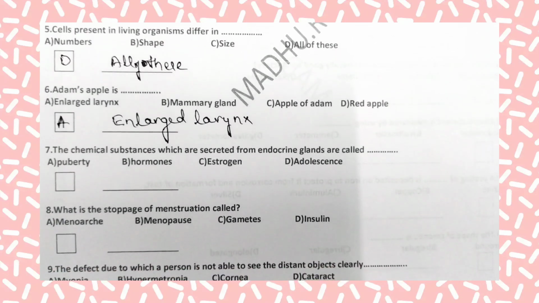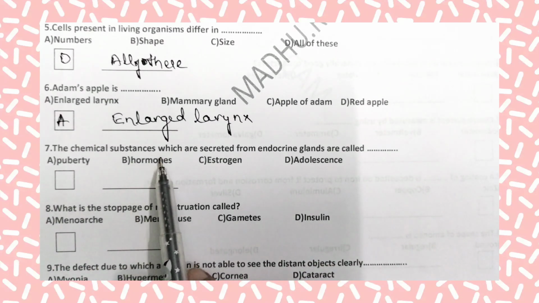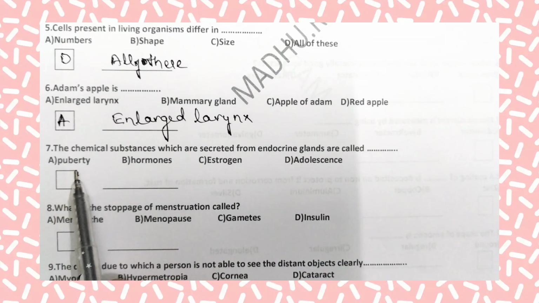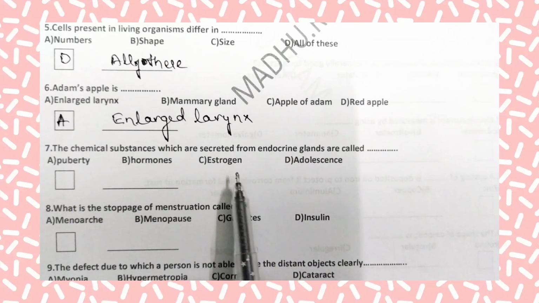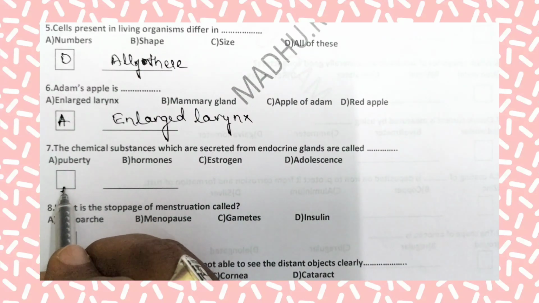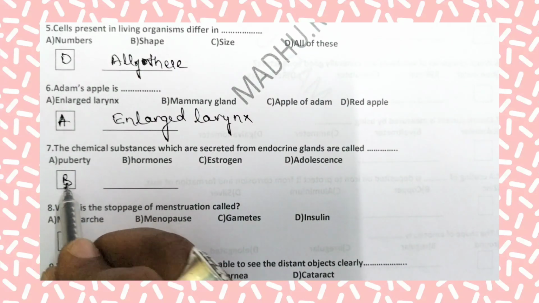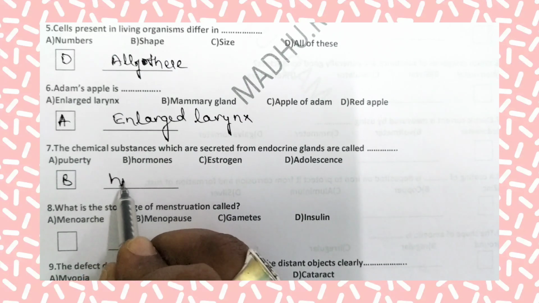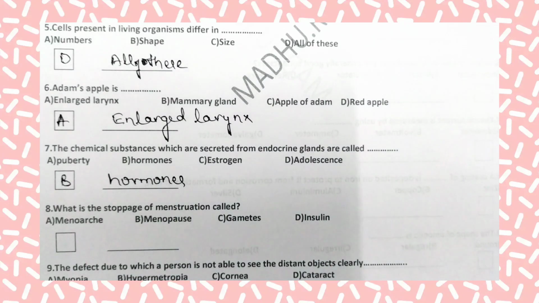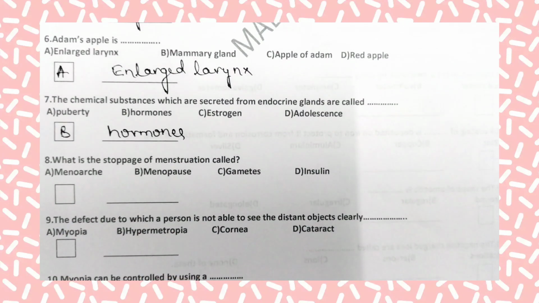Then coming to the seventh question. The chemical substances which are secreted from endocrine glands are called puberty, hormones, estrogen, adolescence. The right answer for the seventh question is option B, hormones. Hormones are the chemical substances that are secreted from endocrine glands.